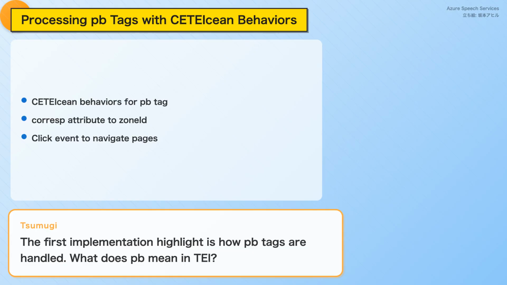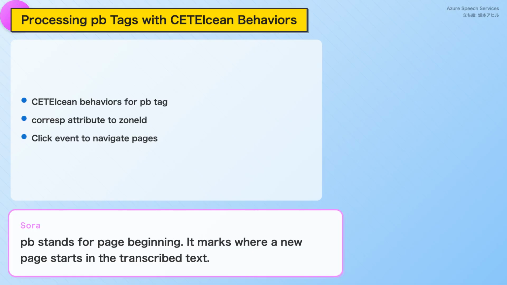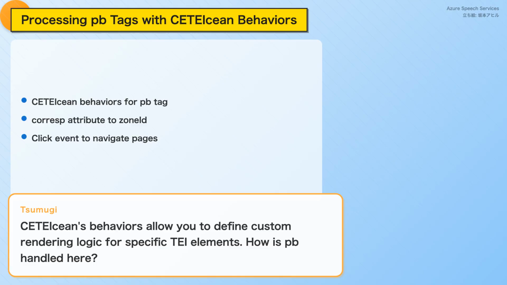What does PB mean in TEI? PB stands for page beginning. It marks where a new page starts in the transcribed text. CETEIcean's behaviors allow you to define custom rendering logic for specific TEI elements.